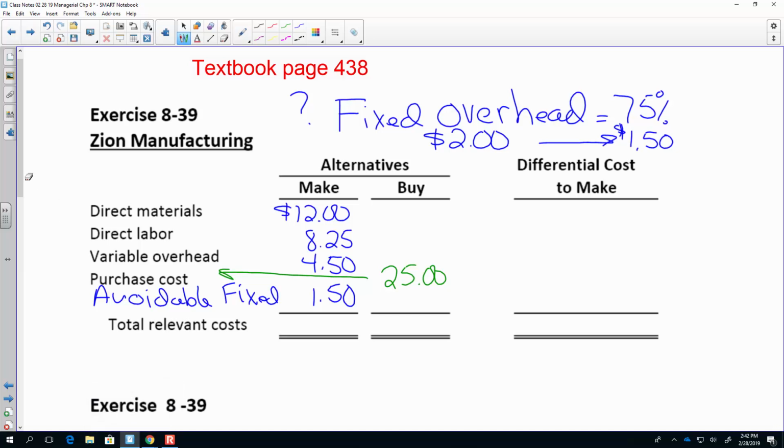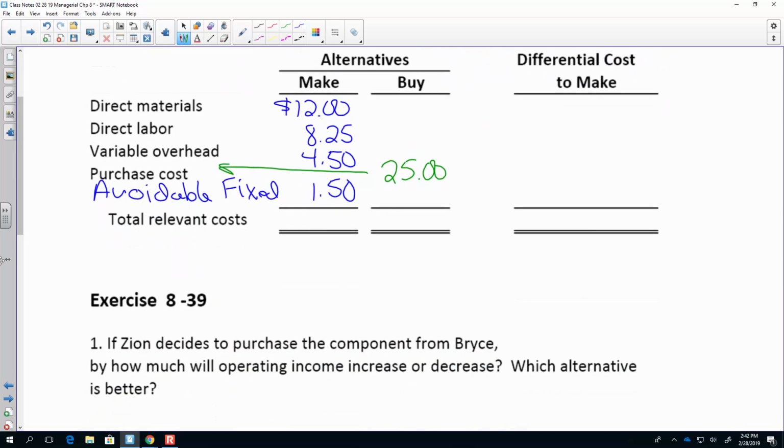So now if we look at our cost differential between the two alternatives, we've got 12, 24, 25, 26 and a quarter versus 25, a cost differential in this case to make, which would be higher, or a positive $1.25 in this case. I'm not going to do that column stuff.